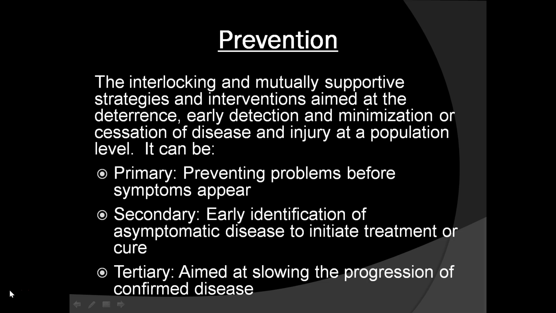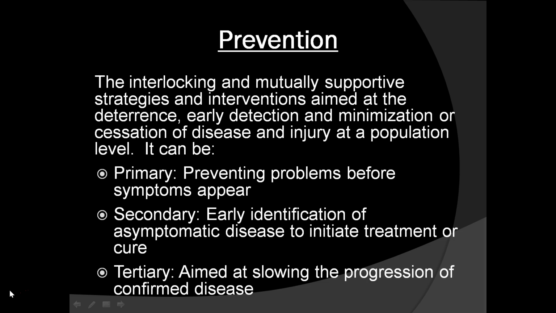Now, preventative activities and care are critical to the health of the nation's population and the economy. With about 70% of adults dying of chronic diseases and 75% of adults being treated for chronic illnesses, only 3% of the budget goes towards health promotion and prevention. So some of these preventions, the primary, secondary, and tertiary. Primary prevention is preventing problems before symptoms appear. An example of this would be immunizations, using your seatbelt, not smoking. Some secondary preventions are early identification of asymptomatic disease to initiate treatment or cure.